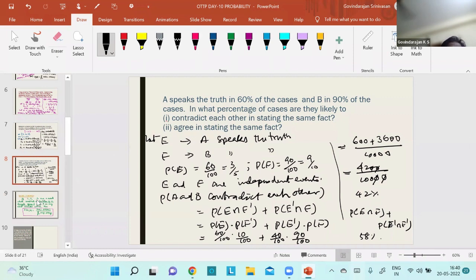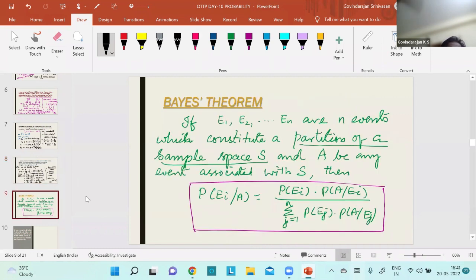And then we'll go to Bayes' theorem. I think we know Bayes' theorem already, no need to explain. If E1, E2, E3, up to En are n events which constitute a partition of a sample space, partition means they are pairwise disjoint, exhaustive, and with a non-zero probability of occurrence, and A is any event associated with the sample space, then probability of Ei given A is equal to probability of Ei into probability of A given Ei divided by the total probability, that is P of A. This is called Bayes' theorem.